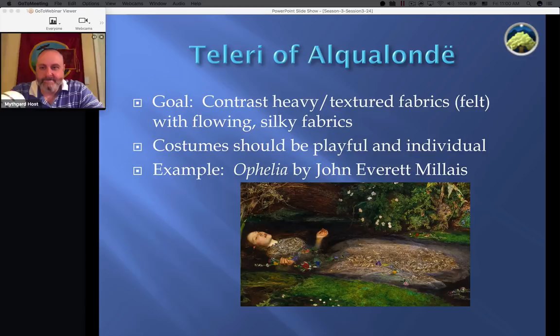Plus the shape language. I mean, the Feanorians are all pointy triangles. Yes. The Tulare are all wispy. Right. Wispy, billowy, flowing things. Yeah, yeah. Cool. I see.